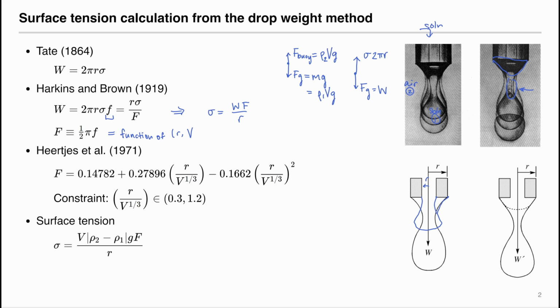So the net force is the difference in density of the solutions multiplied by V. We are only concerned with the absolute difference. So this is the net force, and we can plug this in. Sigma is equal to the difference between the densities of the two media multiplied by V g divided by r. And that's how we calculate the surface tension.